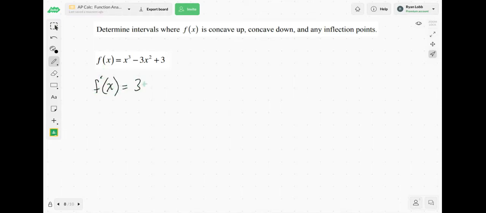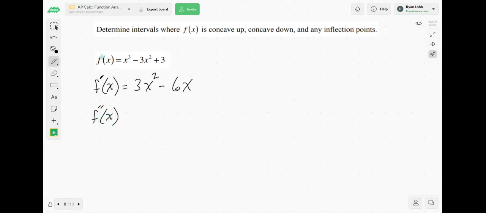which is 3x squared minus 6x. So think of this as a starting point. If I know where this function's increasing or decreasing, then I'll know where f is concave up or down. So how would we find where this function is increasing or decreasing? Well, I'd need to find the critical numbers of this function, which means I need to find the derivative of this function, which would be, in this case, notation-wise, f double prime.